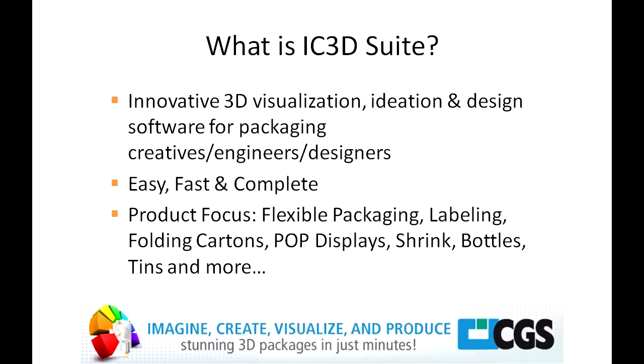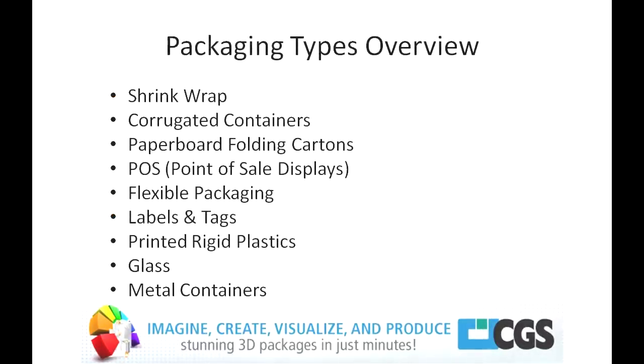What I want to go through today is really to overview all the packaging types. I'm going to try to go through during the software demo to touch on each of these so that you can understand what IC3D can do for you as a solution for 3D visualization. Some of the packaging types that we've seen, we're going to try to cover the majority of those today in the demonstration. Shrink wrap capability, corrugated containers where you're doing carton fold up, also paperboard folding cartons, point of sale displays, different flexible packaging, labels and different tags that you can add to different models, printed rigid plastics, glass and metal containers.